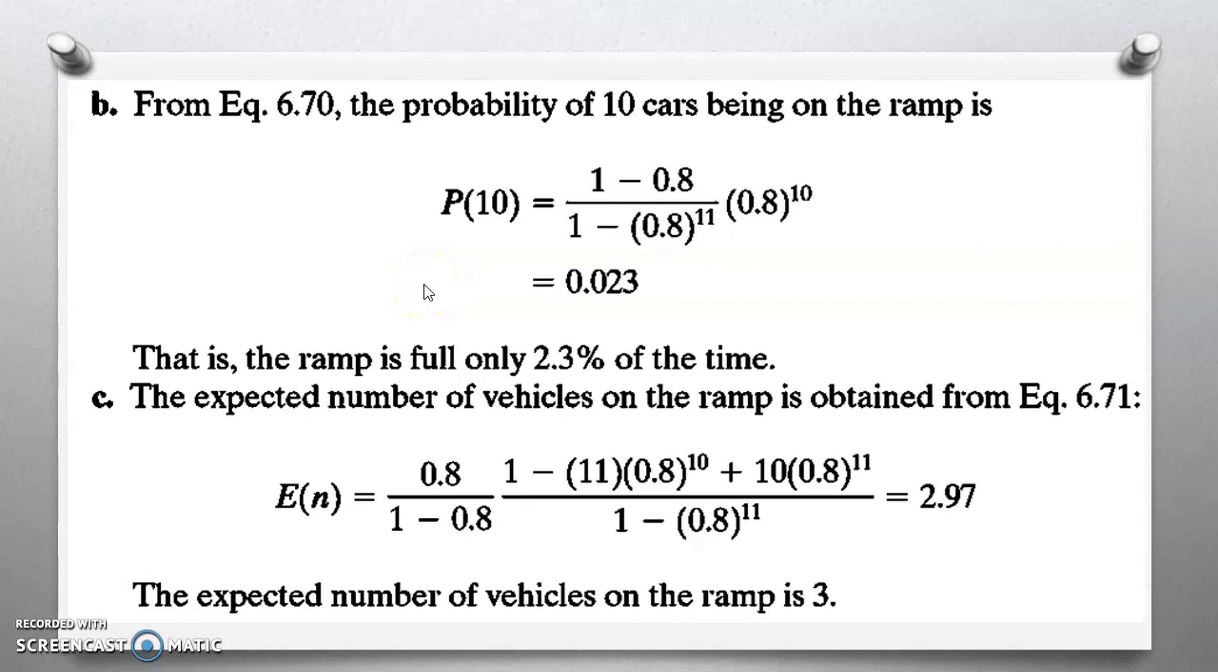Next is the expected number of vehicles on the ramp. The expected number of vehicles is equal to probability over 1 minus probability, multiplied by 1 minus the number of vehicles plus 1 multiplied by probability to the power of number of vehicles, plus number of vehicles multiplied by probability to the power of number of vehicles plus 1, over 1 minus probability to the power of number of vehicles plus 1. Therefore, the expected number of vehicles on the ramp is 2.397, or the expected number of vehicles on the ramp is 3.